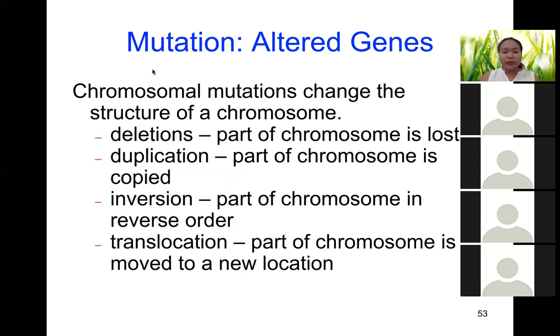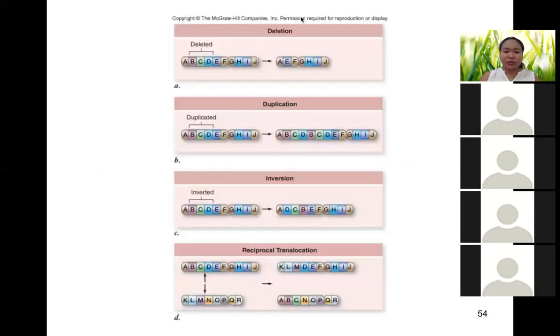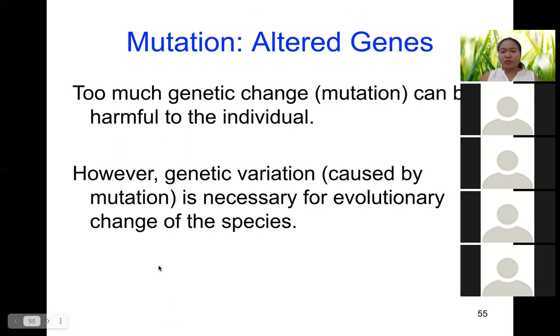So in the chromosomal mutations also merong change ng structure ng chromosome caused by deletion of the part of chromosome, duplication, and inversion and translocation. So this is also shown here. Merong deletion or nagduduplicate, or na-invert siya, nag-interchange in reciprocal translocation. Nagta-translocate siya, nag-iiba ng location.